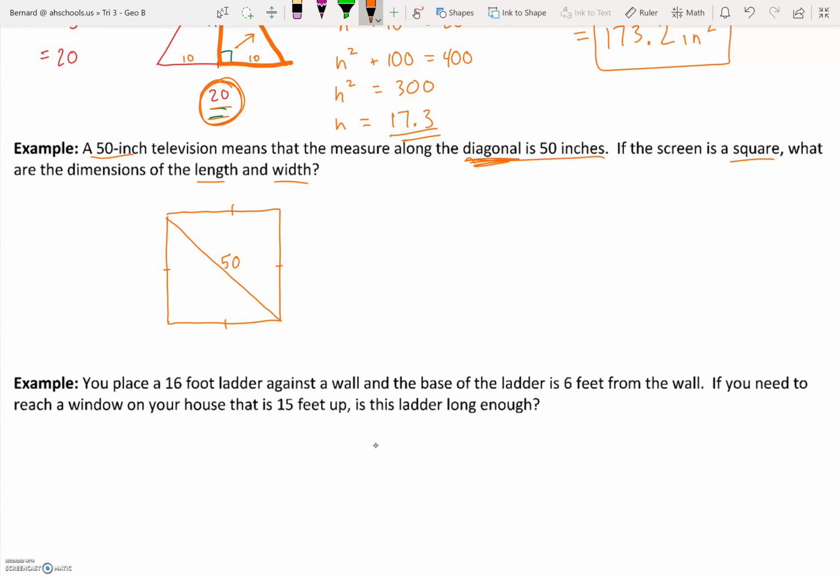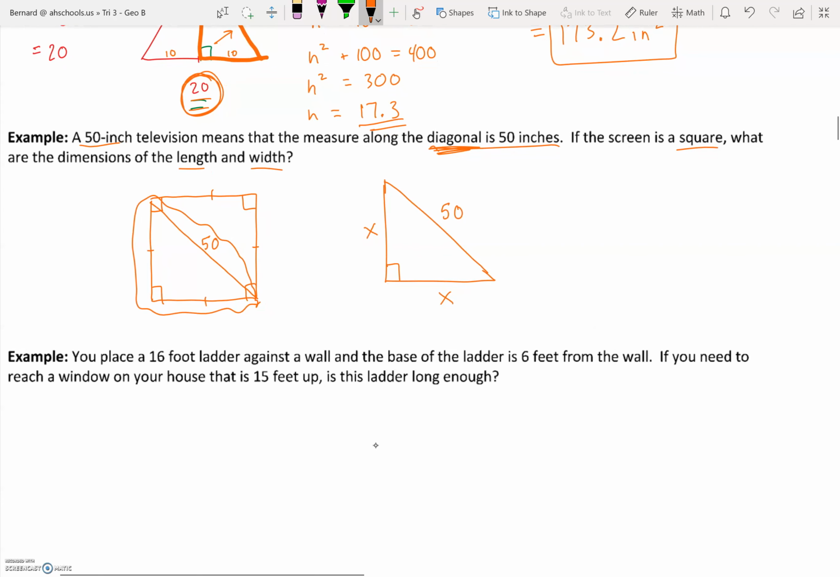Now, remember, when you're working with a square, all corners of a square are 90 degrees. And that's important because if we just isolate this side, here is a right triangle we can redraw, right? And here's a 90-degree angle. Our diagonal is 50. And then both of our sides, our legs, I'm going to call them both x. The reason I can call them the same thing is because it's a square, right? Length and width are the same in a square. All four sides are the same.